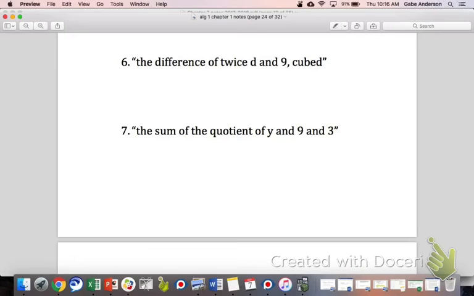So what it's saying is that it's the difference of 2D minus 9, and we're supposed to cube that whole thing. So we're not going to take out part of it and cube it, we want to cube the whole difference. The difference was between 2D and 9.